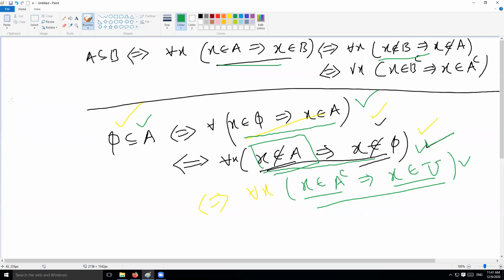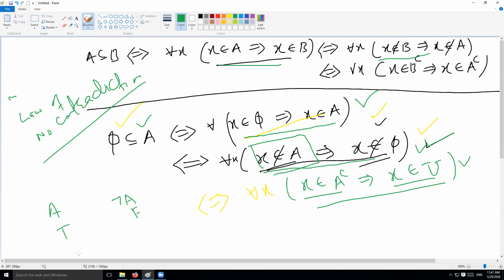We started logic from basically the so-called law of no contradiction actually. What do you mean by that? That a statement and its negation can't be true at the same time. So if this is true, this must be false. If this is false, this must be true. Okay? So this is the law of no contradiction.